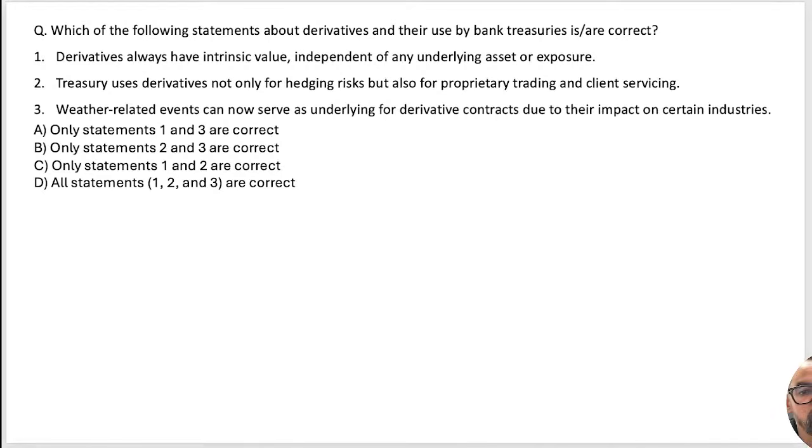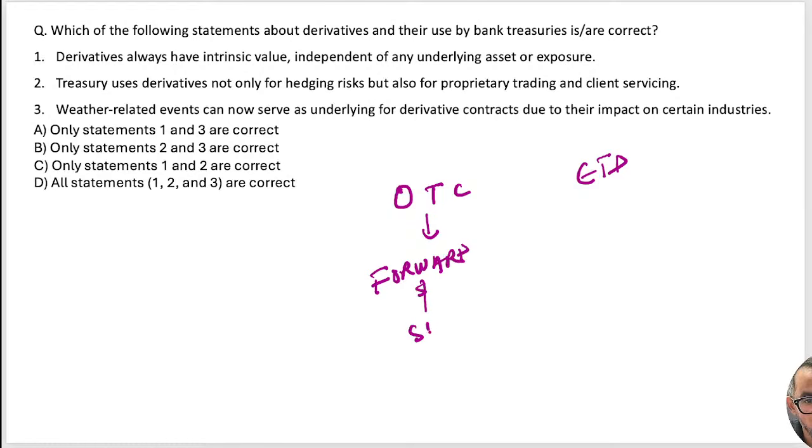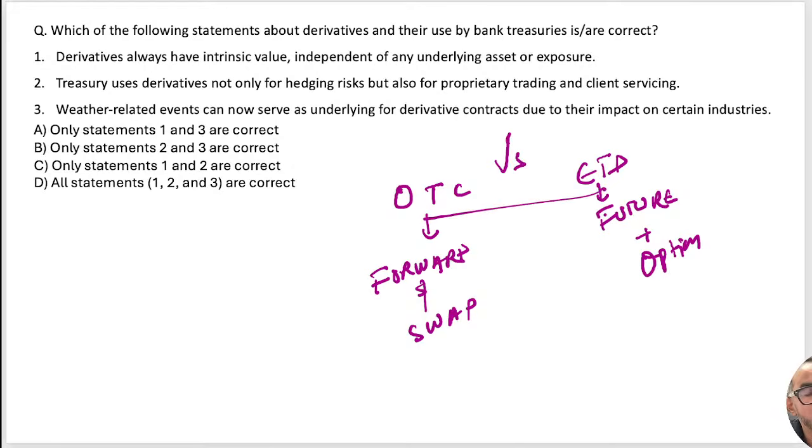Forward and future. First of all, the difference is OTC versus exchange traded derivative, right, Srikant sir? OTC includes forward and swap. When it comes to ETD, it includes future and options. If you know the differences between these two, it will help you. Future and forward are exactly the same contract.